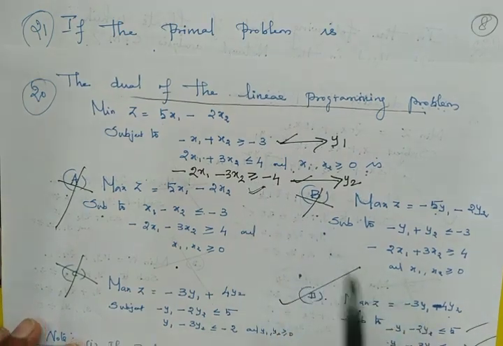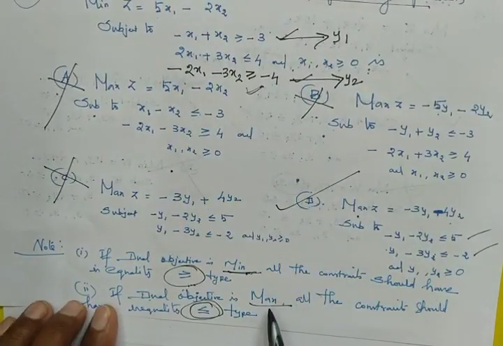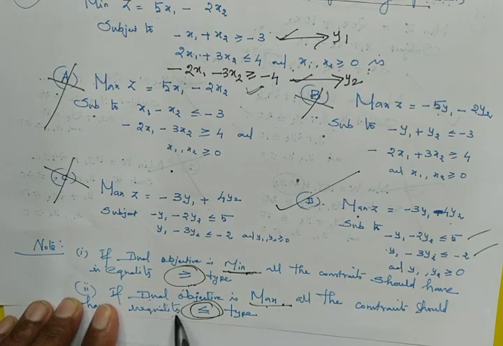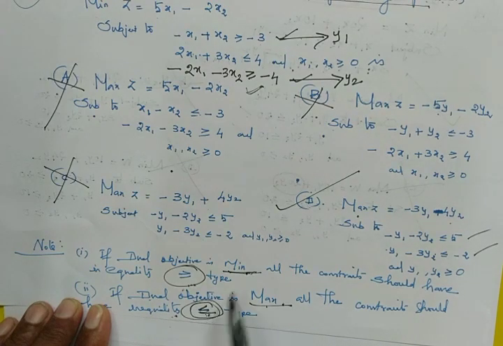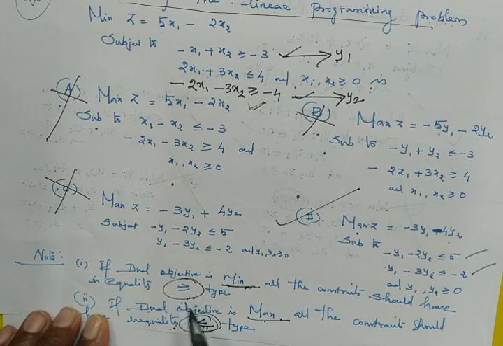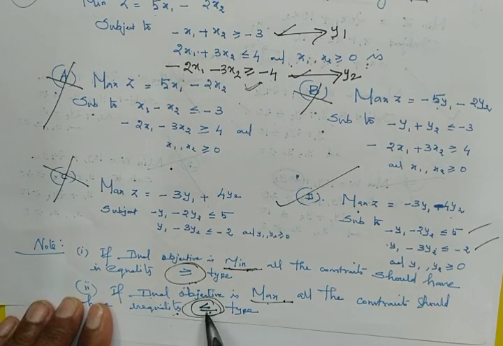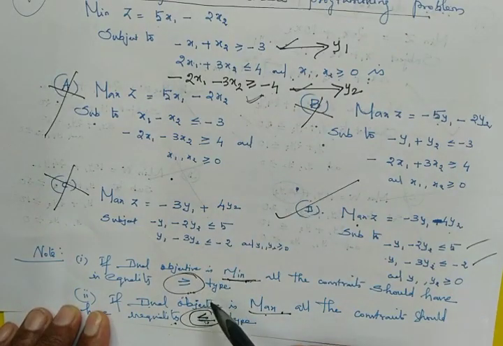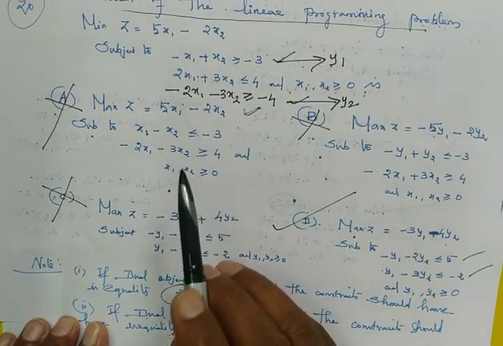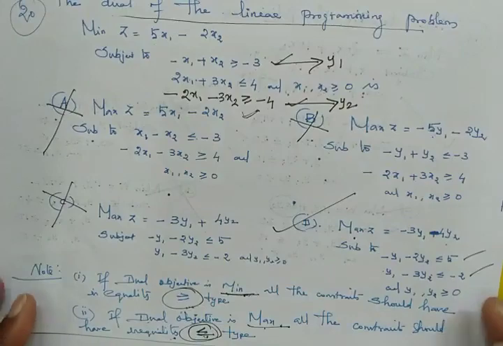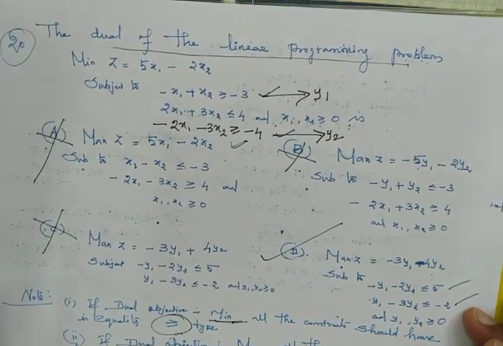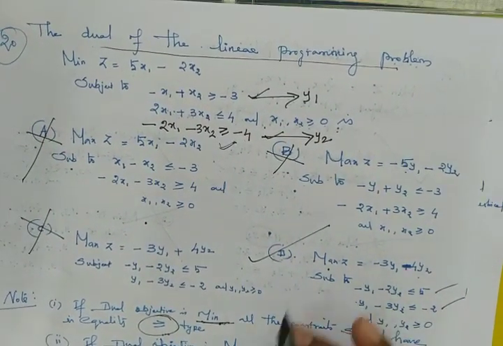See here. If the objective function is maximization, each constraint should have the inequality of less than or equal to type. Min means greater than or equal to type, max means less than or equal to type. So you check the constraints. If it comes in this format only, the given problem is right. Otherwise you convert the given problem into the right format before finding the right choice for the given problem.